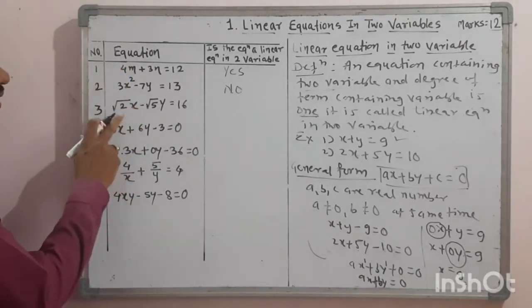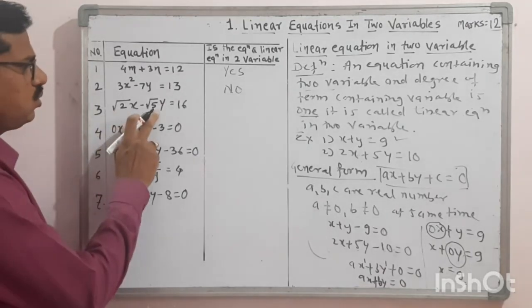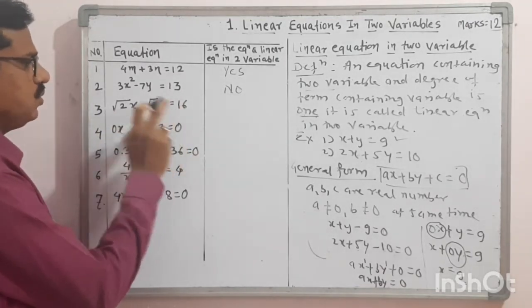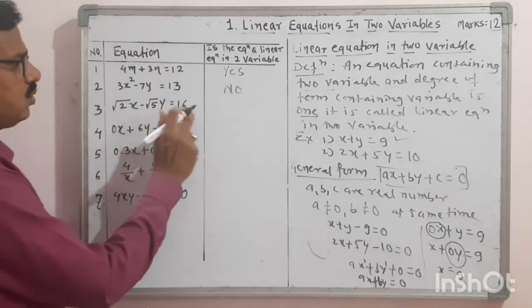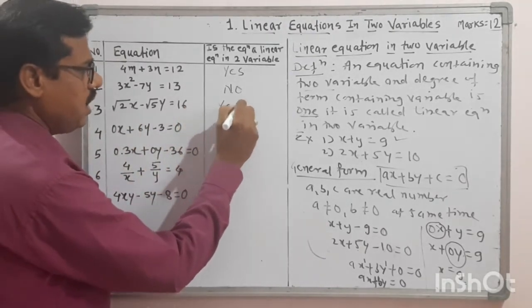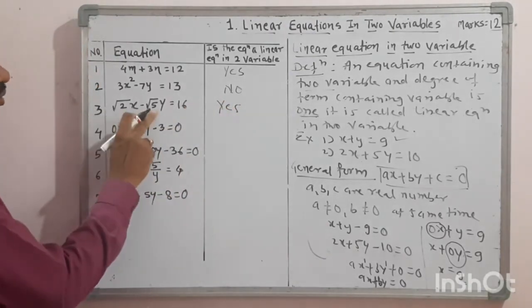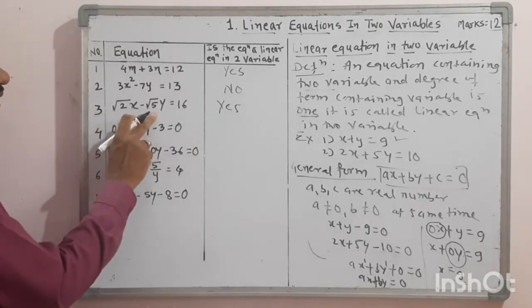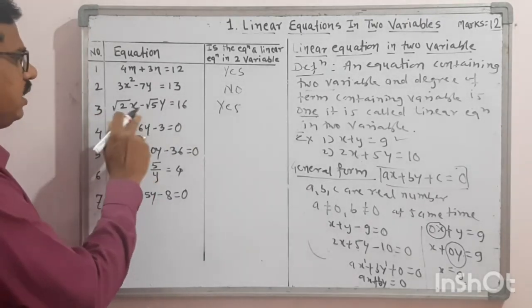What about this: root 2 x minus root 5 y is equal to 16? This is a linear equation in two variables. What is the reason? Here root 2 and root 5 are irrational numbers. Irrational numbers are also real numbers, both rational and irrational.